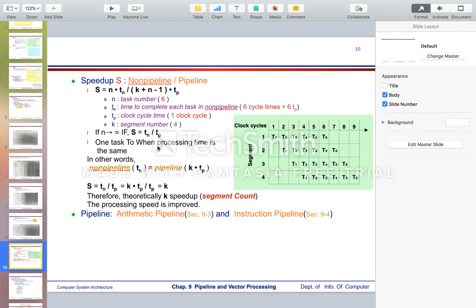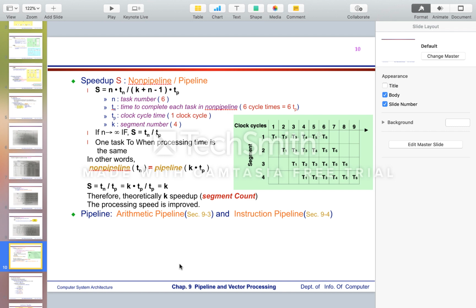So in this, k plus n minus 1 will become n. So we will have Tn by Tp. Now another case is if we assume that the time it takes to process a task is the same in pipelining and non-pipelining. That is, we will have Tn equal to KTP.